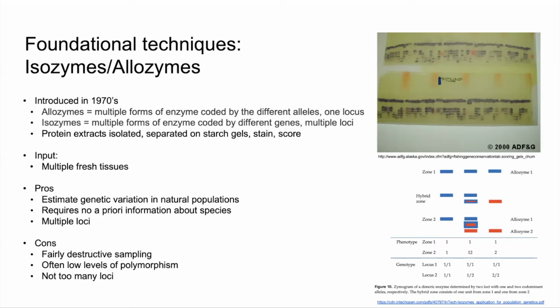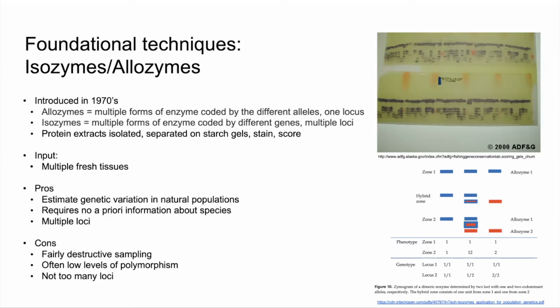And basically this method proceeds by extracting protein from plant matter, and then those proteins are electrophoretically separated on starch gels. Those starch gels are then stained and scored, and you can see one of those to the right on the top. And the input is usually multiple fresh tissues that are ground up together. It can be quite a bit of tissue.